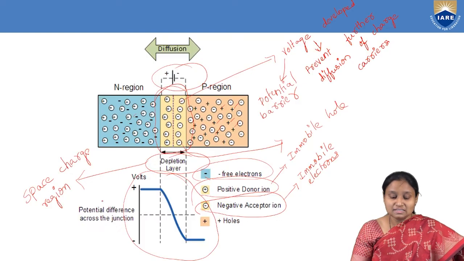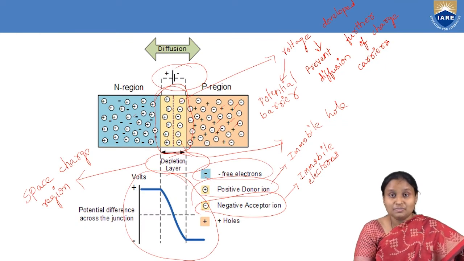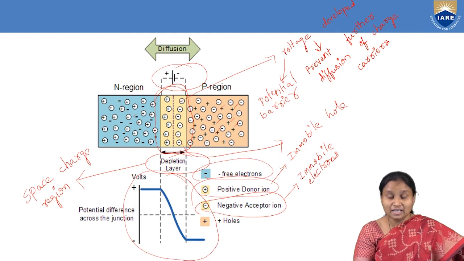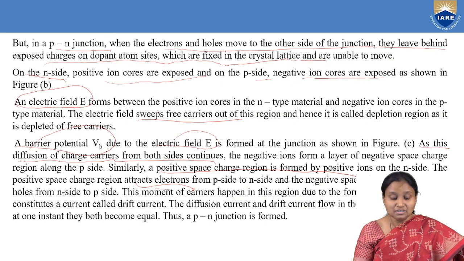So here, as you can see, because of the formation of the electric field, these negative ions will try to attract holes from the inside to the p side, and the positive ions will try to attract electrons, as you can see here.